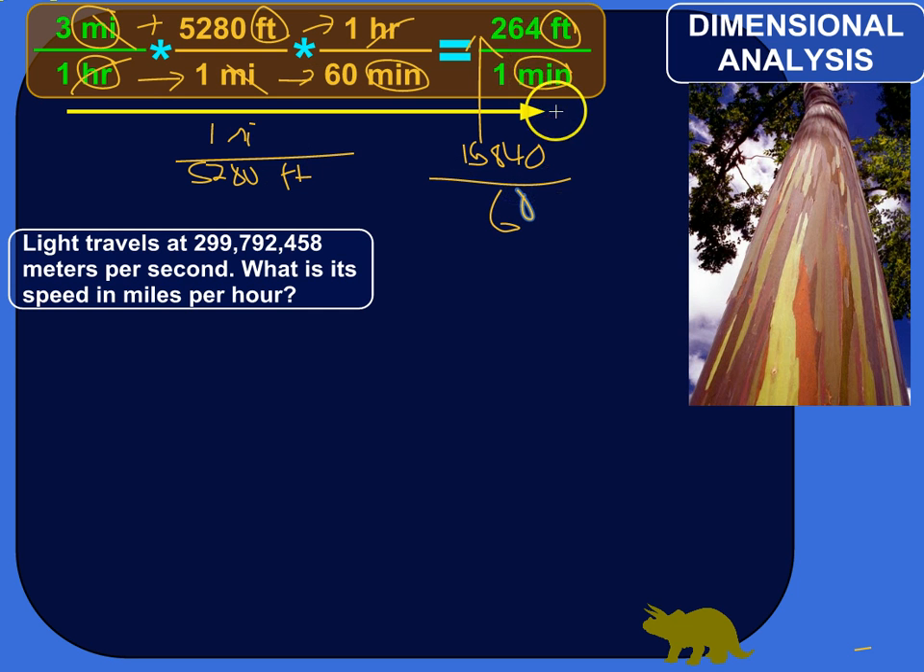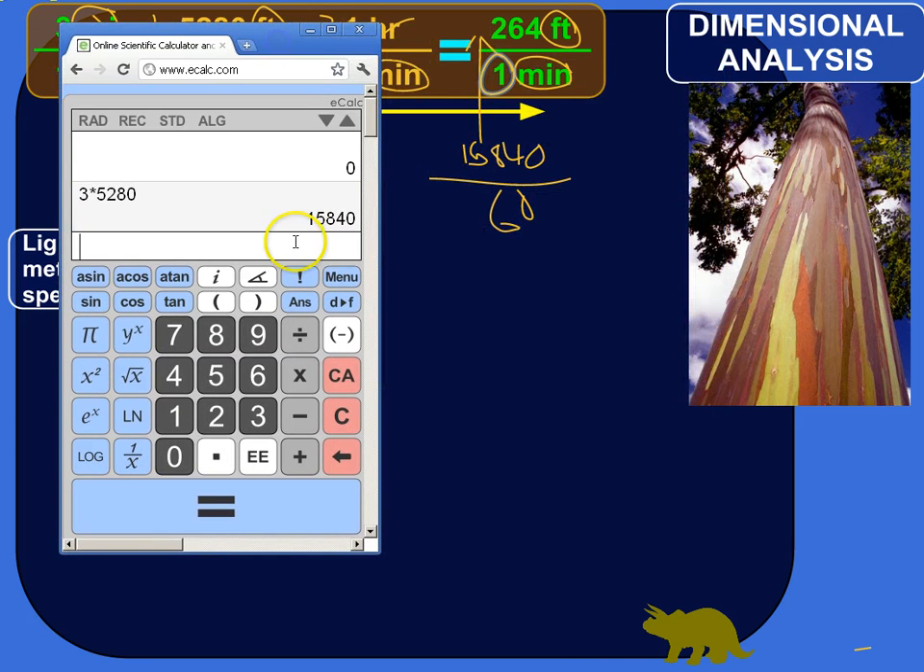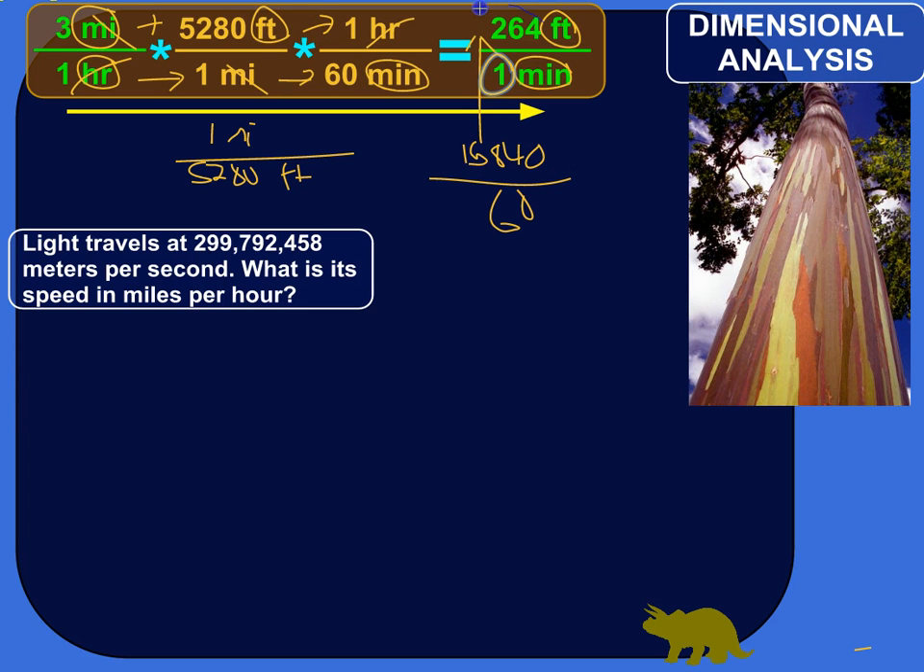Now I want to convert this into the unit rate, meaning just 1 on the bottom, because just 15,840 feet per 60 minutes doesn't mean a whole lot to me. So converting is just best practice, right? To do that, I just divide the top by the bottom. 15,840 divided by 60 is 264. So 264 feet per 1 minute. So 264 feet per minute. 3 miles per hour is equivalent to 264 feet per minute.